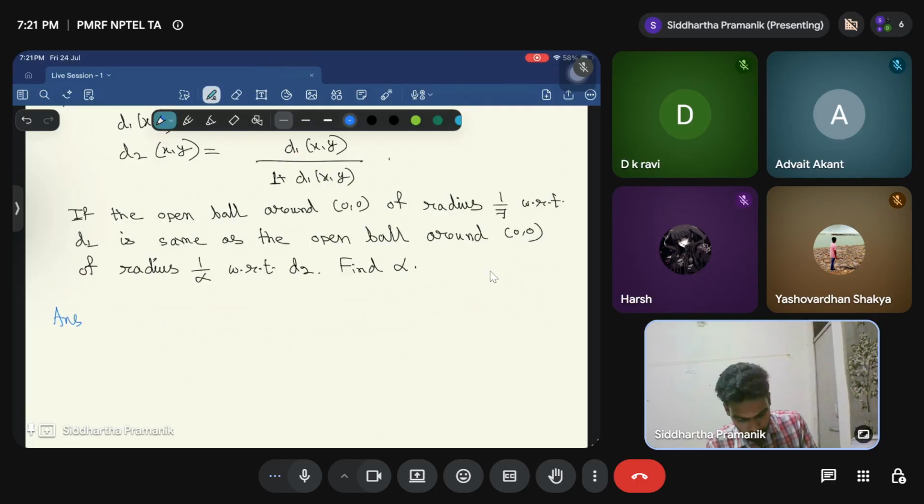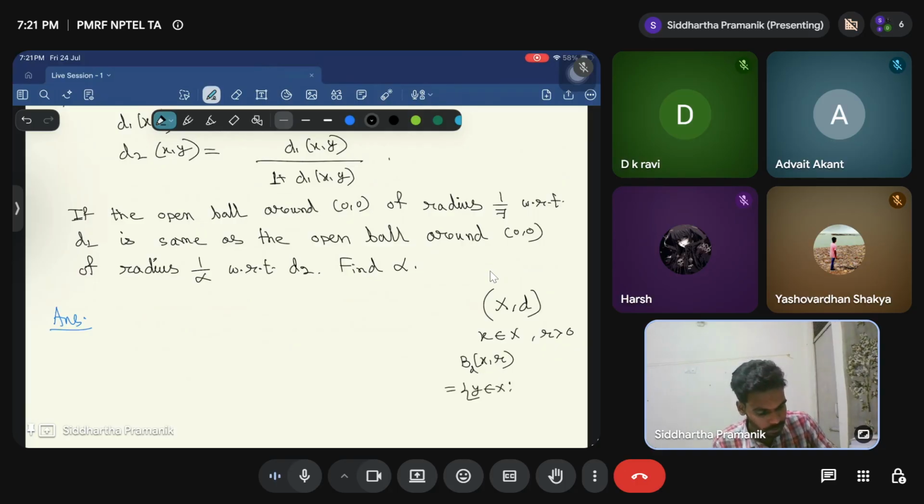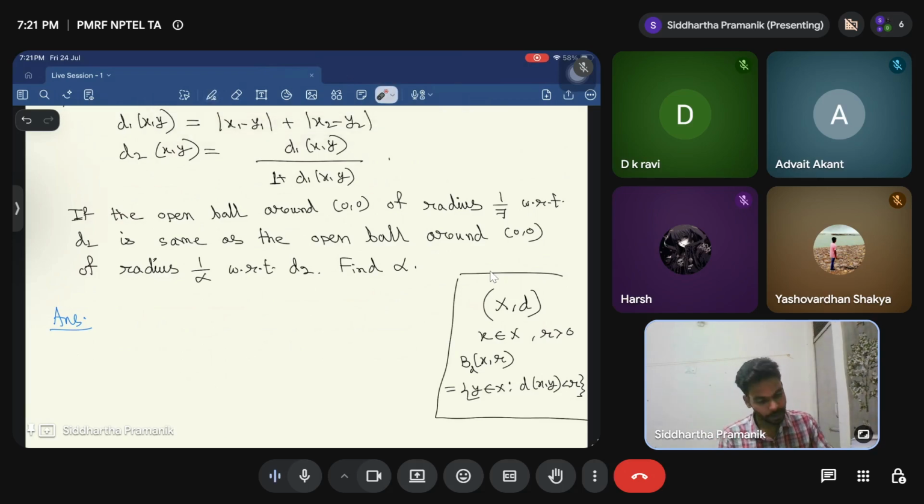So let's recall the definition of open ball. If you have a metric space (X, d) and you take a point x and a radius r, then the open ball is B(x, r), or specifically B_d(x, r). It is the set of y belonging to X such that the distance from x is less than r. This is the definition: the open ball at x of radius r with respect to d.